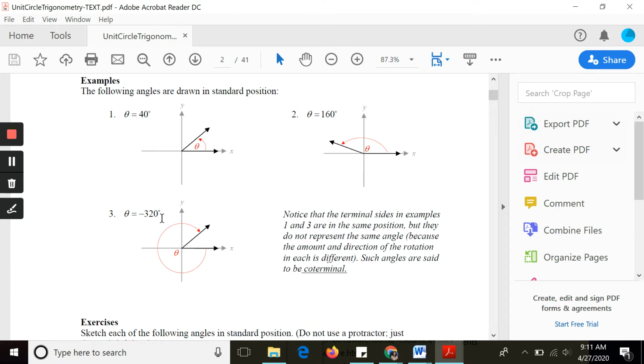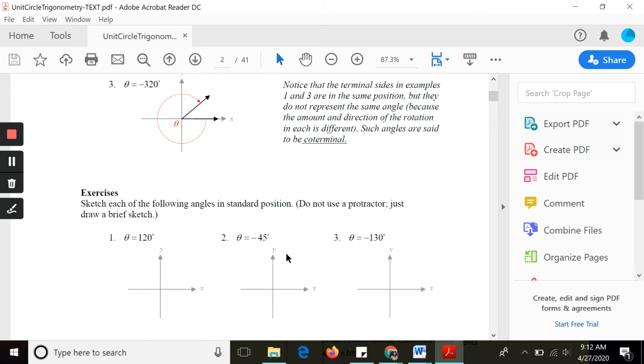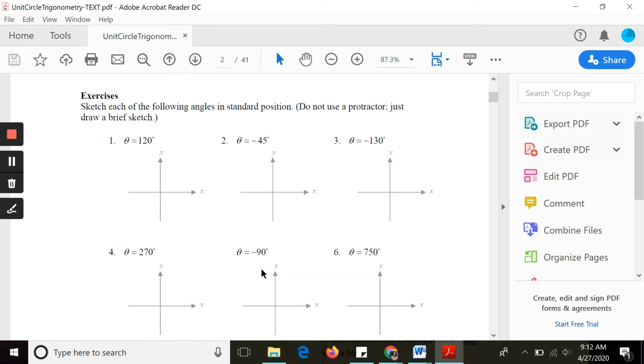When theta is negative 320, you start from the fourth quadrant. As you know, the complete revolution is 360. So you will go here, which gives you negative 270, and then 50 degrees more, which means from here to here is negative 320.